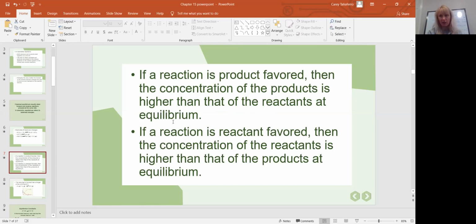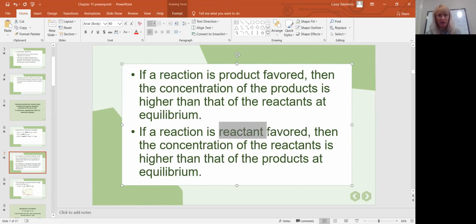If you have a reaction that displays some sort of equilibrium and the formation of the product is favored over the recreation of the reactants, then the concentration of the products is going to be higher at equilibrium. But likewise, if you have a reaction that doesn't really want to go to completion as much, that means that the reactants are going to be favored. So then the concentration of the reactants is going to be higher than the products at equilibrium.